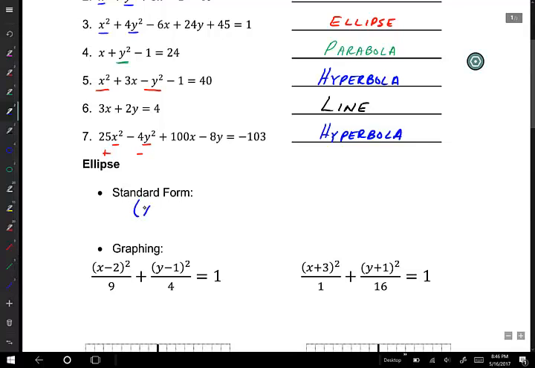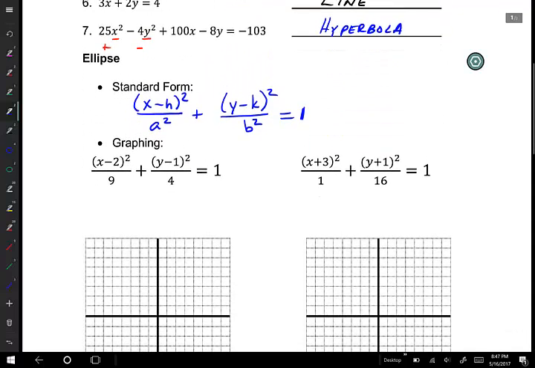Very similar to a circle, we start with (x minus h) squared, but now we have it over something. And we're going to say that's over a squared, plus (y minus k) squared, once again similar to our circles, but now that's over b squared, and this is equal to 1. Now let me show you how to graph these. I've given you two simple examples down here.